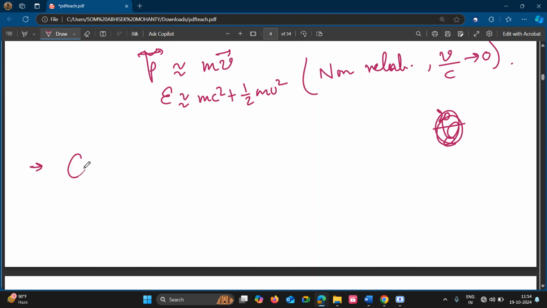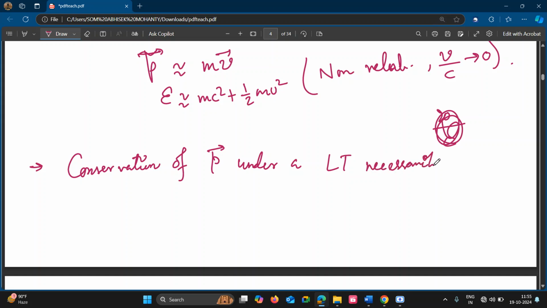That conservation of P under a Lorentz transformation, LT, I'm writing it as LT, necessarily implies the conservation of E.